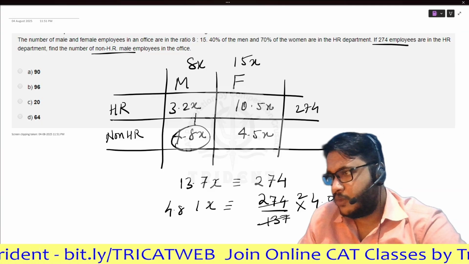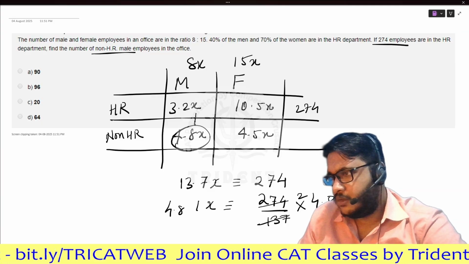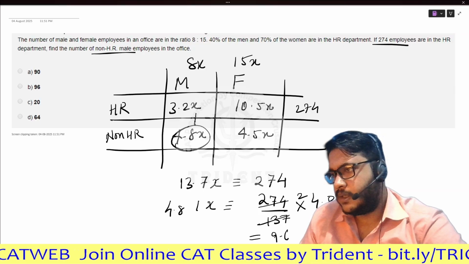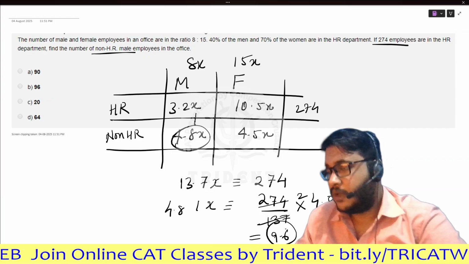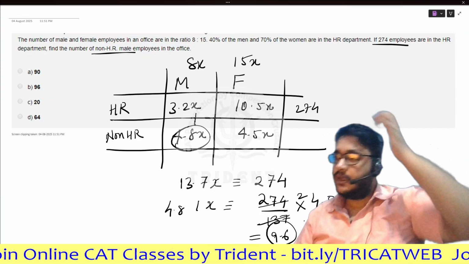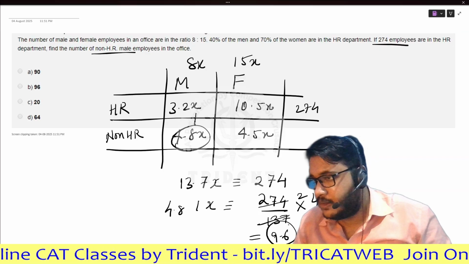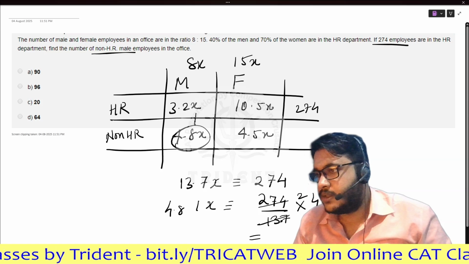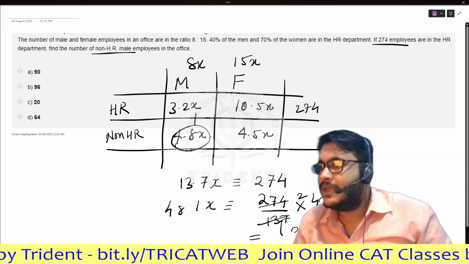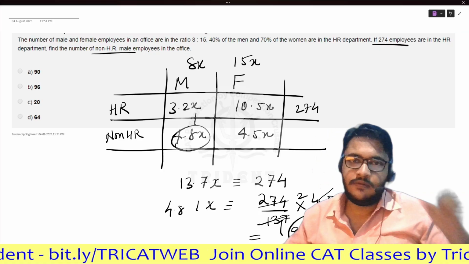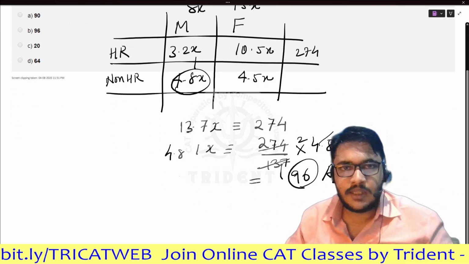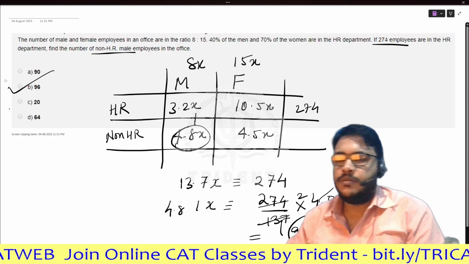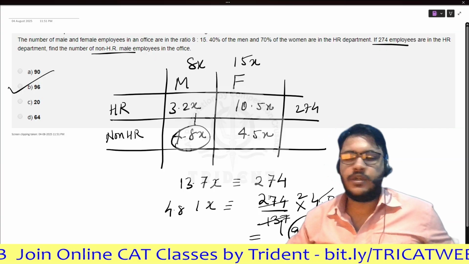So this will cut by 2, I guess. Hold on, we had 13.7, right? This was not 137. This is 13 point this thing. So this 4.8 cuts, 96 is my final answer. Okay, I hope you can see that. Option number B is the correct answer choice.